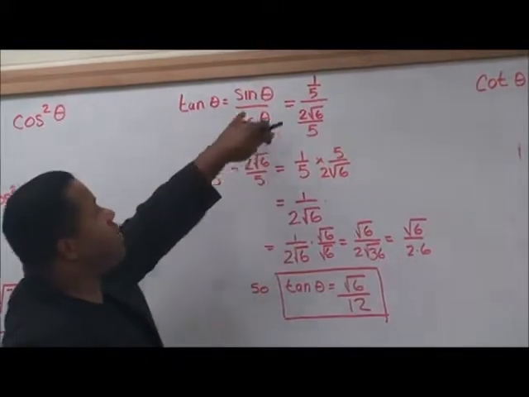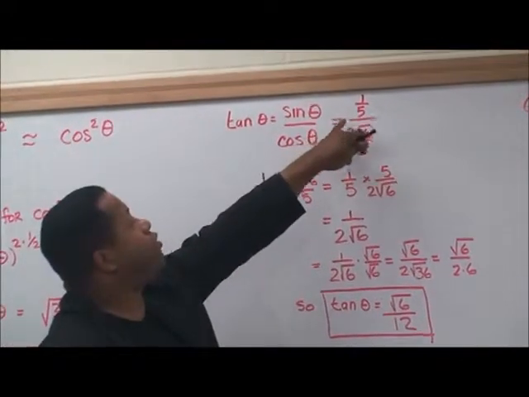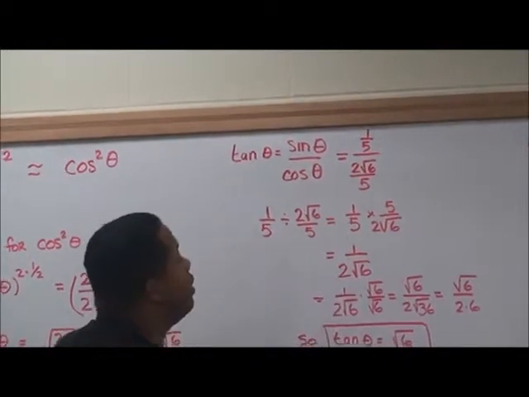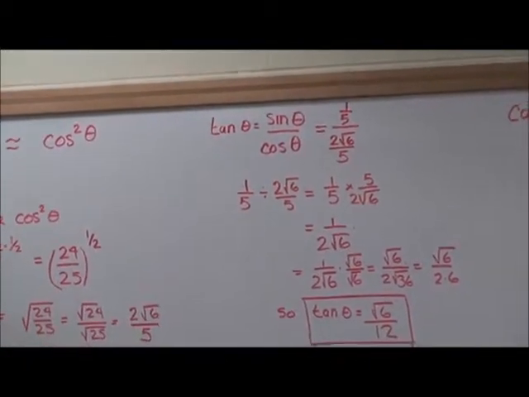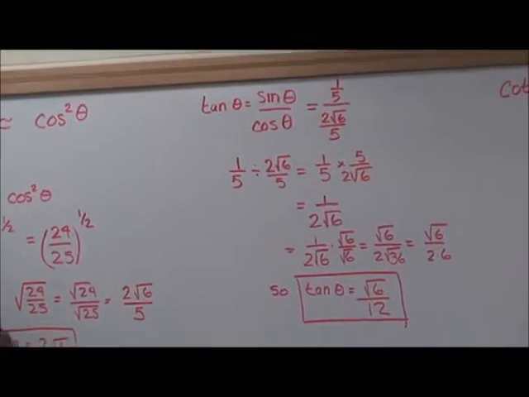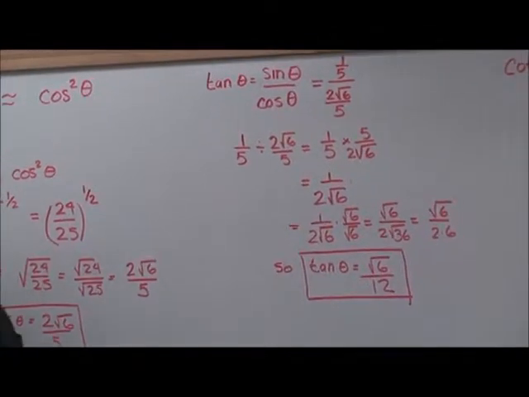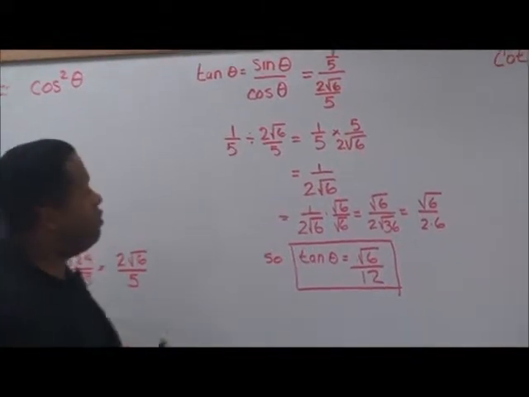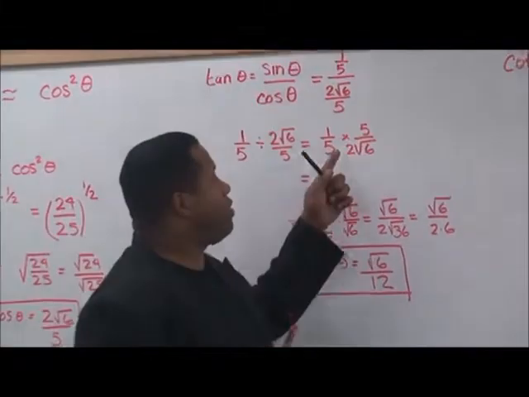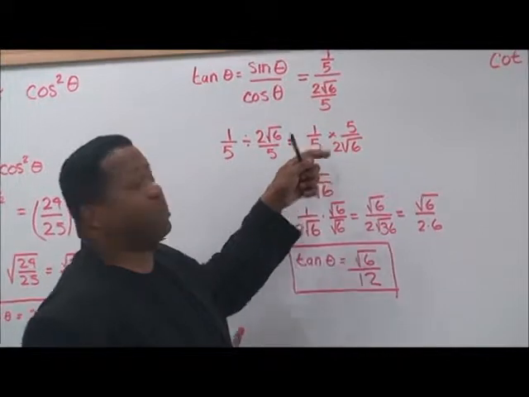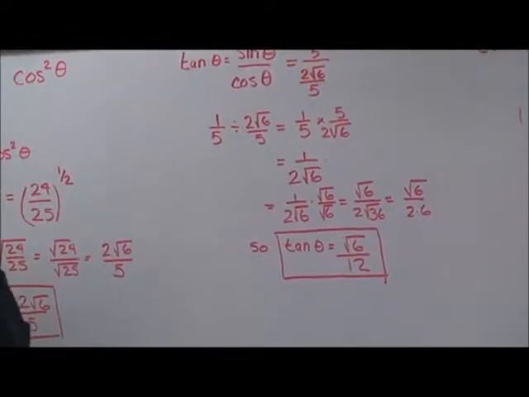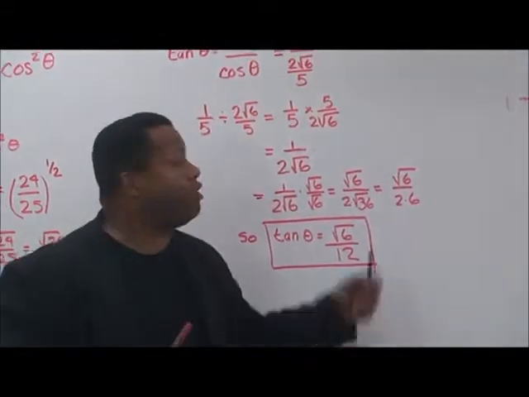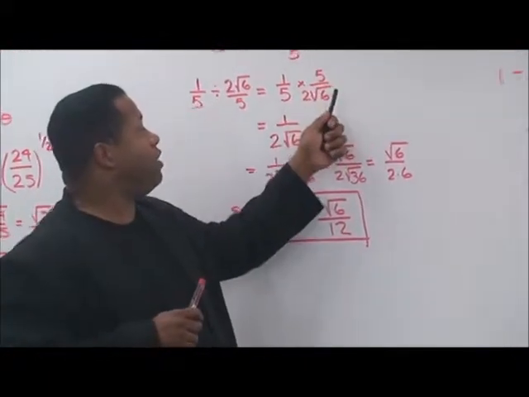The quotient identity says that sine theta, remember, is equal to 1 over 5. Cosine theta, of course, we found, is 2 times the square root of 6 divided by 5. All we do is simple division of fractions, and remember the radicals now. Change the operation symbol to a multiplication sign, and take the reciprocal of the second term.